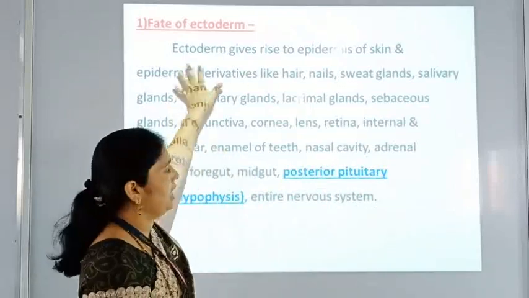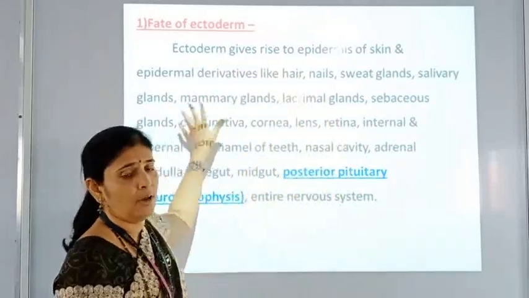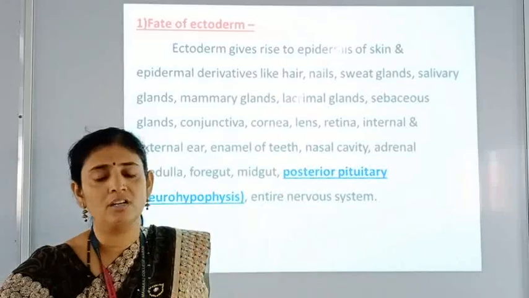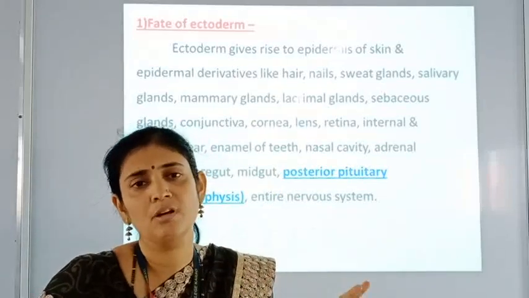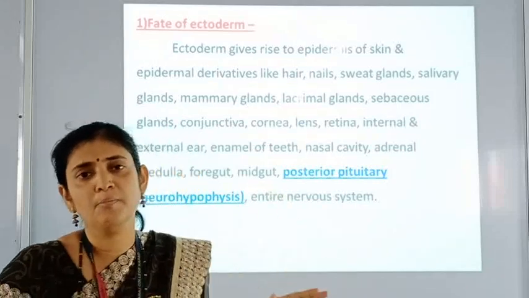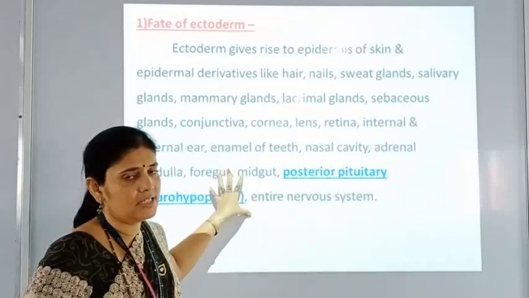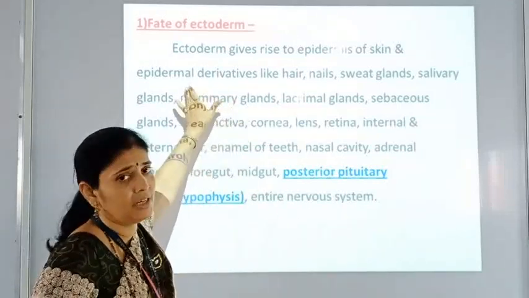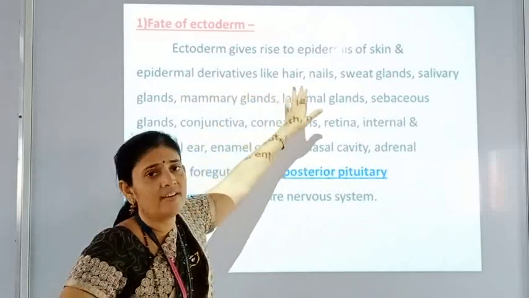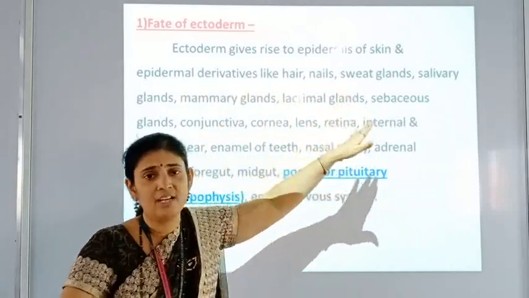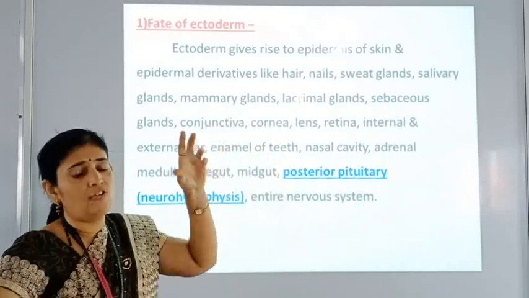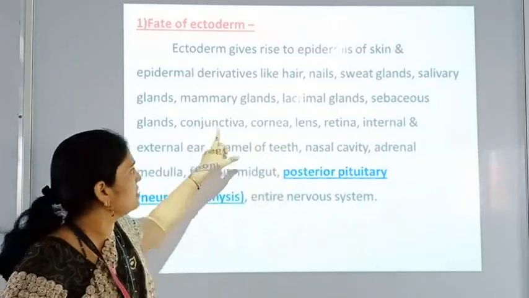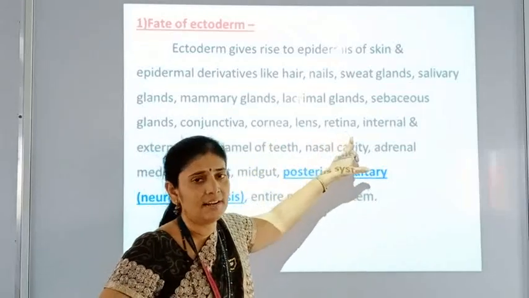So here these are the different body parts or body organs or body tissues which are derived from this ectoderm, that we have to remember all these parts. This first is the epidermal derivatives like hair, nail, sweat gland, salivary gland, sebaceous gland, lacrimal gland. And then from eyes, here 4 parts: conjunctiva, cornea, lens and retina.